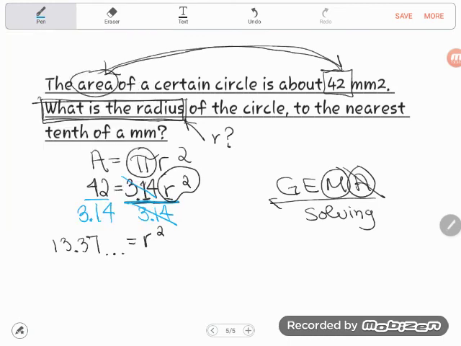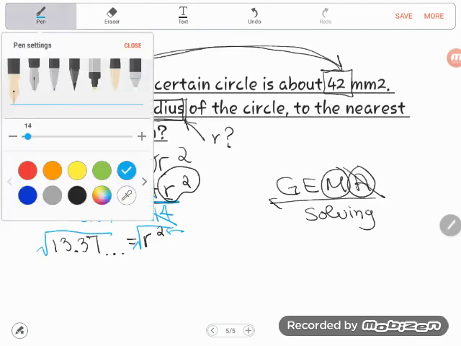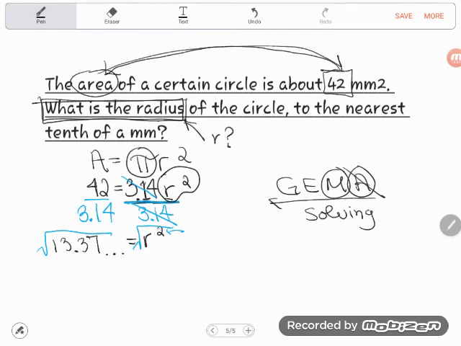Now, careful, a lot of students will just stop right here. I'm done, yay. No, you're not done. R is not alone. This little square is still hanging out. You've got to get rid of a square. And a lot of students forget, well, how do you get rid of a square? Like always, you do the opposite. The opposite of square is square root. And like always, I can do whatever I want to an equation as long as I do it to both sides. So I'm going to take the square root of the left-hand side as well. Well, on the right-hand side, that's super duper easy. Square and square root cancel, leaving me with just r.